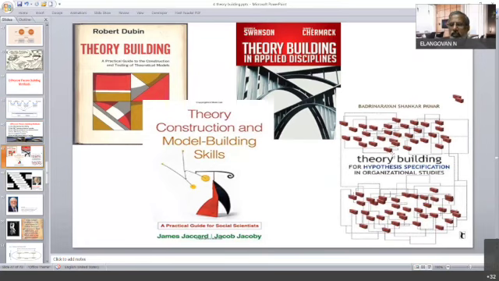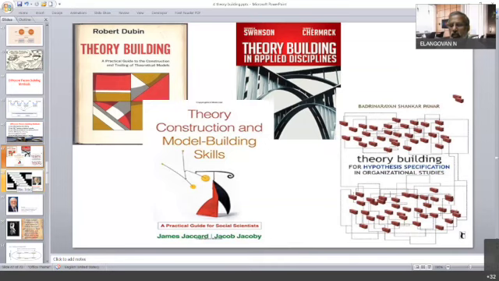Then this is our Indian book. One IIM professor, Badri Narayan Shankar Pawar, has written about theory building for hypothesis specification in organizational studies. This is also a very good book for reading. So these are some books you need to read to understand theory building.